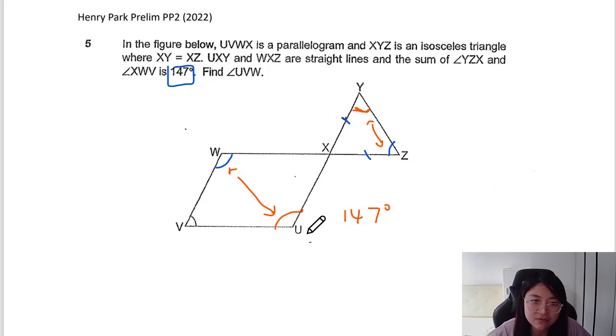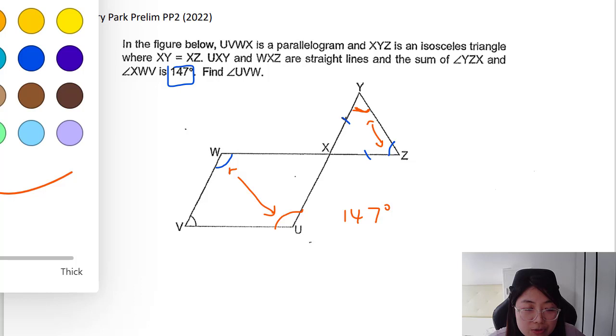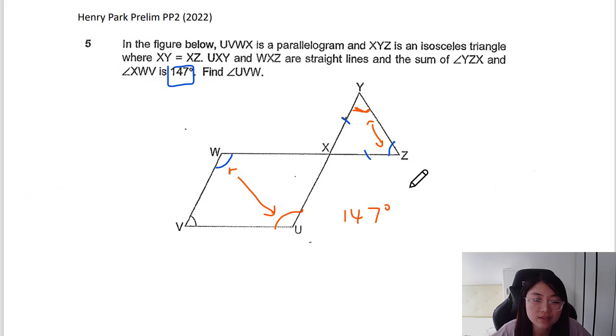So this leaves us with just two angles left, these two angles, and they are vertically opposite. That means they are the same.